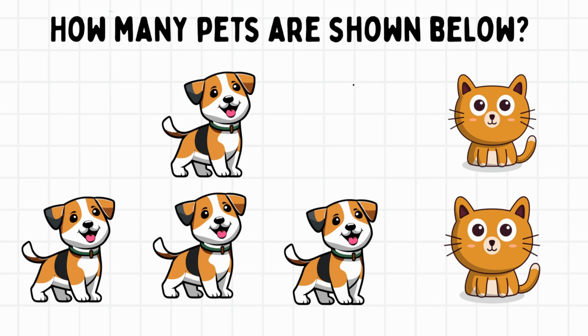Addition is also super helpful when we're adding all sorts of things. So here, let's answer the question of how many pets are shown below. Let's start with the dogs. We have 1, 2, 3, 4 dogs, and 1, 2 cats. So 4 dogs plus 2 cats is going to give us our total number of pets. Well, 4 plus 2 is 6. So therefore, we have 6 pets.